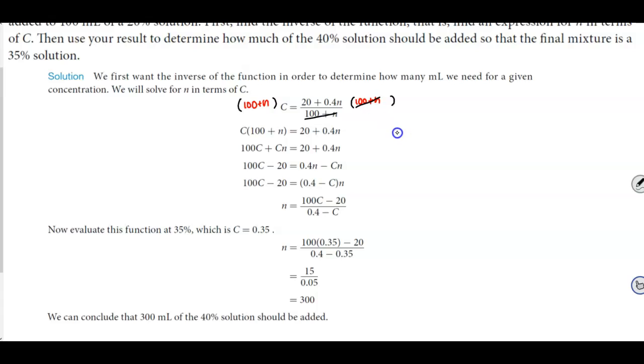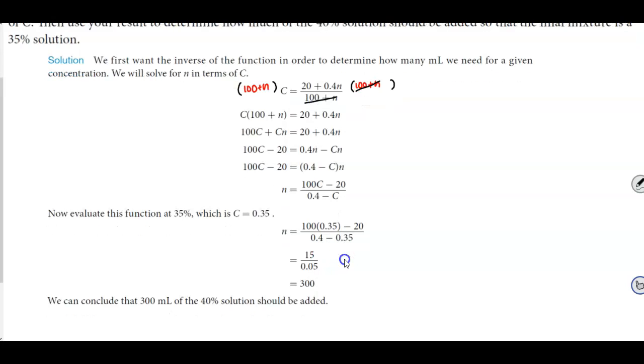Okay, so now we're going to answer the question. It says, use your result to determine how much of a 40% solution should be added so that the final mixture is a 35% solution. So we want to evaluate this function at 35%. So we're going to plug in the decimal version of 35%, which is 0.35, for C to solve for n. So we have (100 times 0.35 - 20) divided by (0.4 - 0.35).